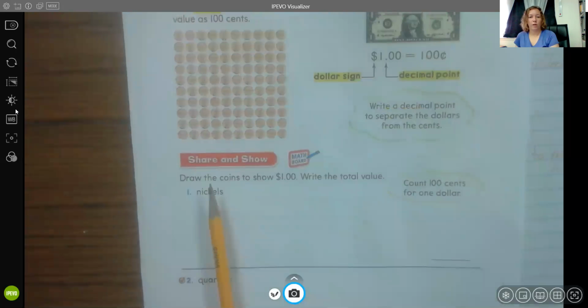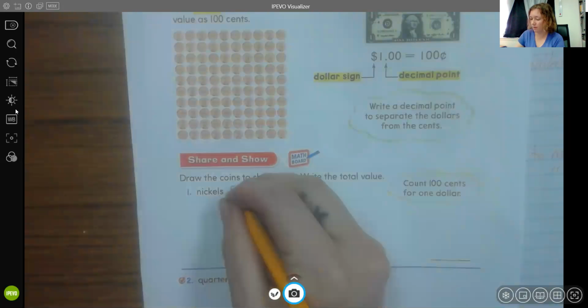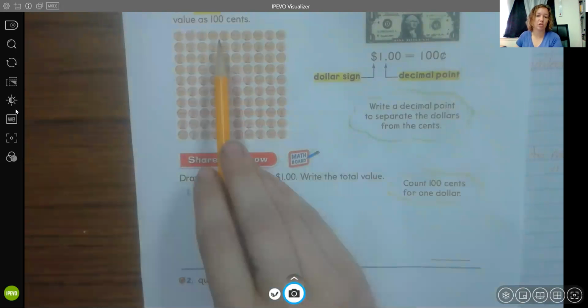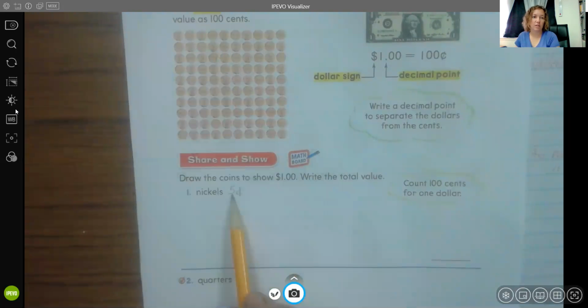So draw the coins to show $1. Write the total value. They want you to use nickels. They're not saying pick any coins. They're saying use nickels, which are worth 5 cents, to show the value of $1. Well, $1 is the same value as 100 cents. So you need to add nickels until you get to 100, and each nickel is worth 5, okay? So you might have a lot of circles on here. Don't start with the big circle.